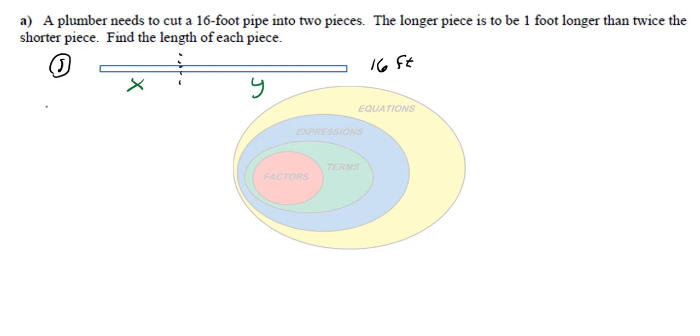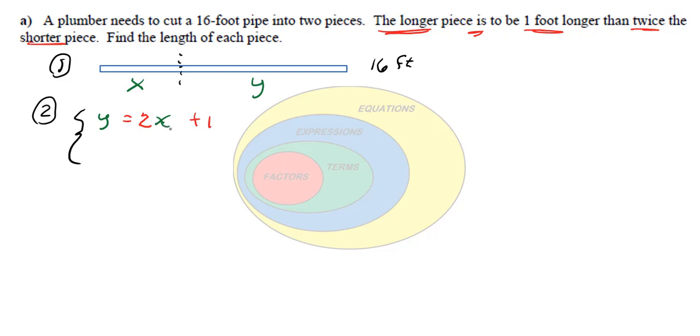So the second step is to come up with our system of equations. I'm looking for relationships that tie these variables together. The first one I can think of is that the longer piece is 1 foot longer than twice the shorter piece. So y, my longer piece, is 1 foot longer than, so I'm going to add 1, twice the shorter piece. Twice the shorter piece would be 2x.